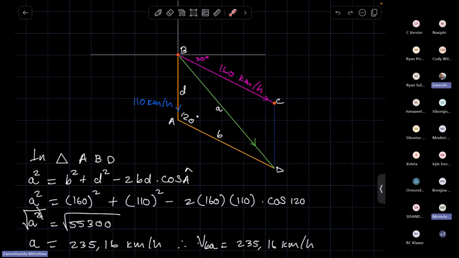Now this angle becomes an included angle because it is between this vector and this vector, and both vectors are known. We know this is 110, and we know that this is 160. That is why this is an included angle. It is an included angle because it is between two known vectors. Okay, thank you.